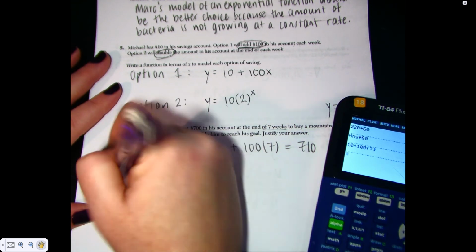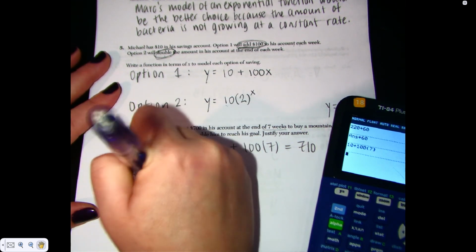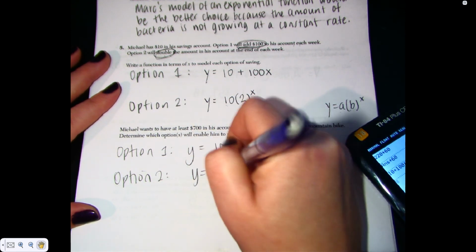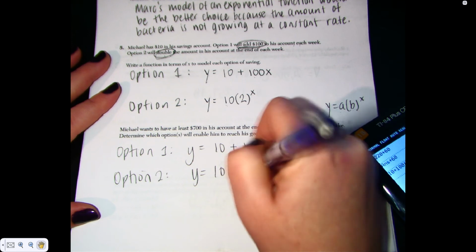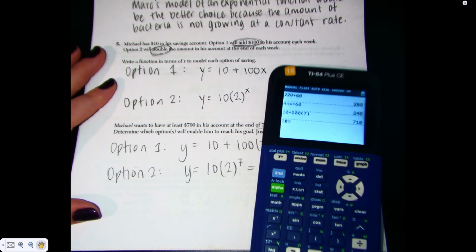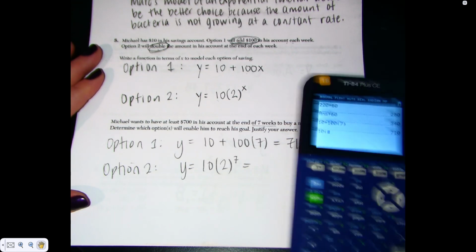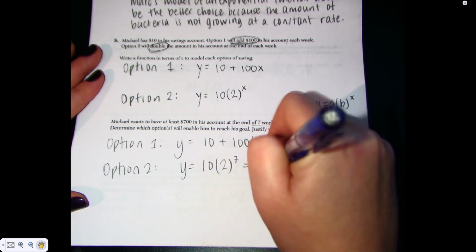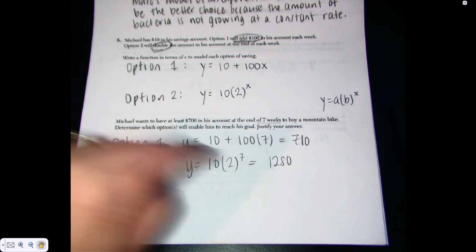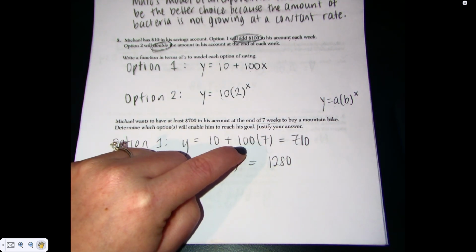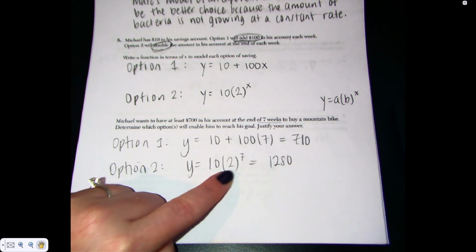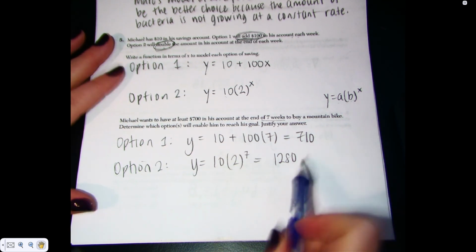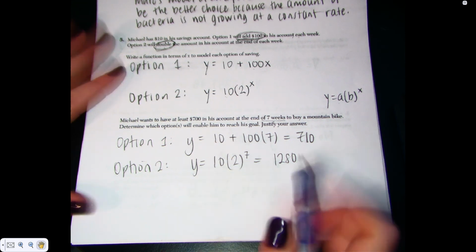Alrighty, and then option 2 says Y is, I start with 10. I'm going to double that for 7 weeks. Okay, so 10. Which one do you think is going to be bigger? Oh, yeah. Exponential functions are way bigger all the time. 100 sounds like a lot each week, but doubling something is way bigger, okay? So he actually has enough for both options.